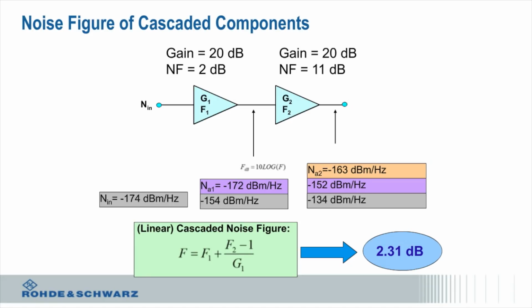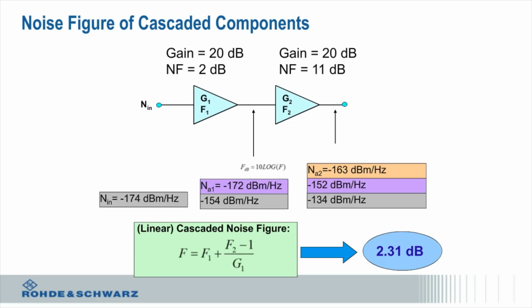So looking at this, how this basically works, I come in with a noise floor of minus 174 dBm per hertz. Well, there's noise at the output of this amplifier, which is that original minus 174 dBm per hertz, but it's now increased in amplitude by 20 dB. So you see that minus 174 plus 20 gets me to minus 154. But then I have also some noise added from this amplifier, which is now the 174, but now I'm adding 2 dB to it to get to minus 172.